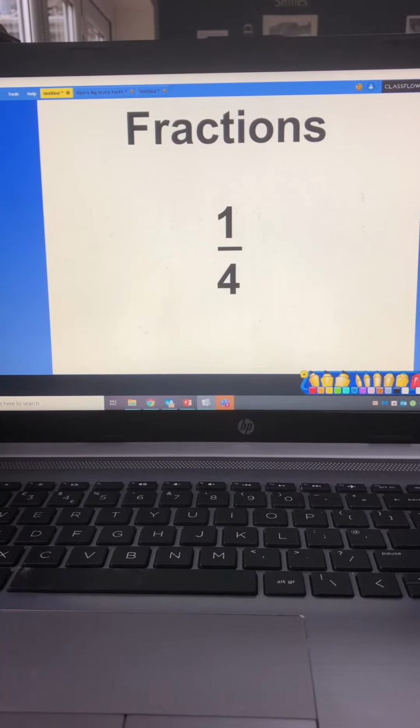In this video, we're going to be looking at fractions. Yesterday, we looked at a half. Today, we're going to be looking at a quarter. But the rules are pretty much the same.